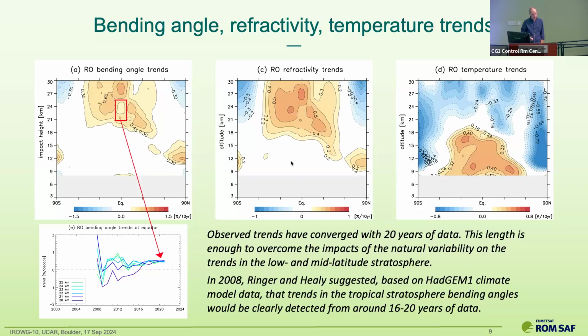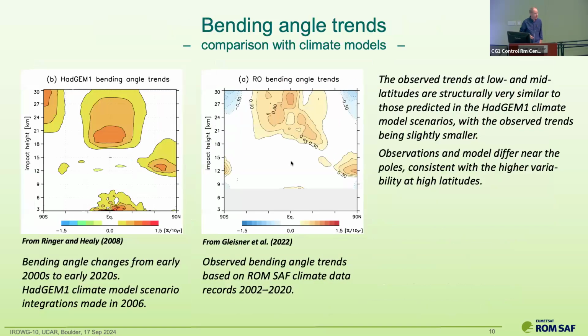And this was quite a long time ago now, in 2008. Mark Ringer and Sean Healy did a study based on the Met Office climate model at that time, HADGEN-1, where they actually computed bending angle trends to understand how long it would take for trends to be clearly visible. And these are the HADGEN-1 model trends that were published in 2008.